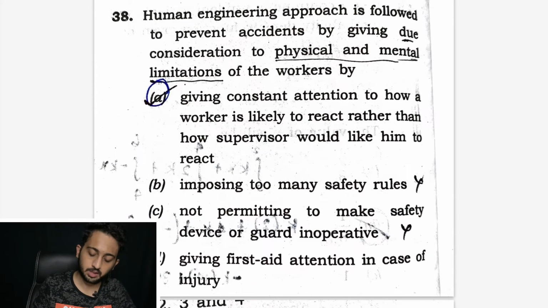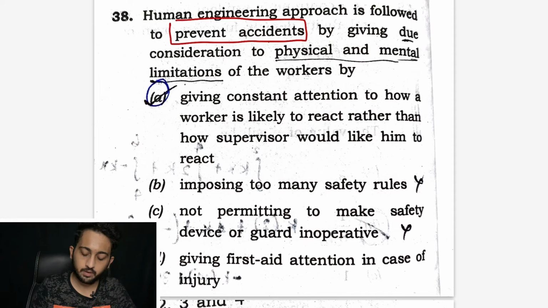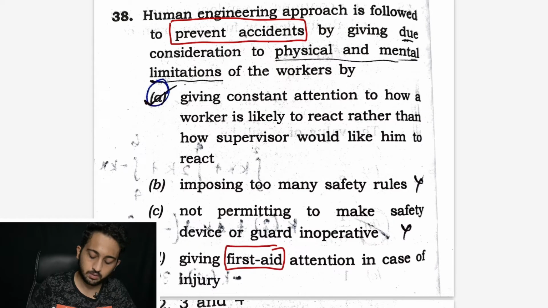Again, this question is from safety. Human engineering approach is followed to prevent accidents by giving due consideration to physical and mental limitations of the workers by, if you look at the options, giving first aid attention in case of injury. First aid we will give after an accident, not to prevent an accident, so this will not be the option. Not permitting to make safety device or guard inoperative. This is a negative statement, not permitting, so this will also not be the option.